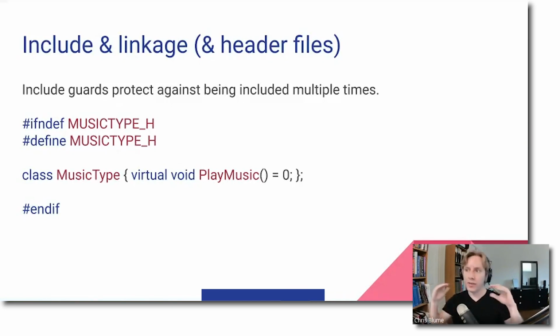What that does is the first time the file gets included, MUSICTYPE_H hasn't been defined yet. And so we go ahead and include all of the code. And then the second time it has been defined, and so we don't include any of the code. This way you can include the same file multiple times and it's not going to be a problem. There's other ways we could do this. You can use pragma. There's this pragma once. Most modern compilers support that, but it isn't standard C++. So I'm just mentioning it as an option, but it's not what we want.